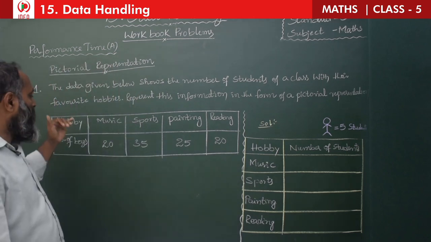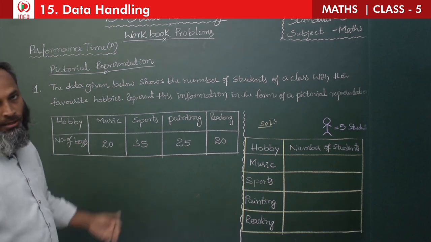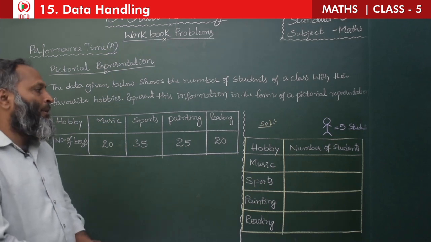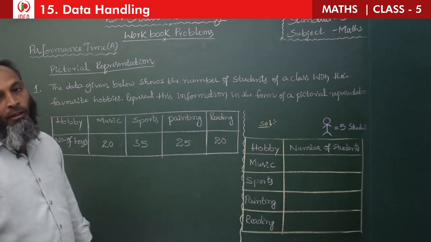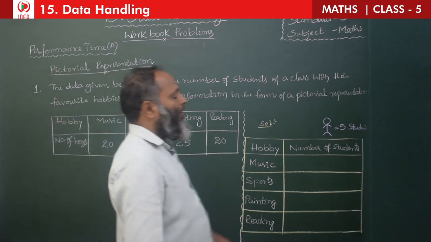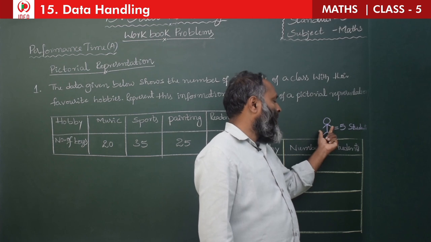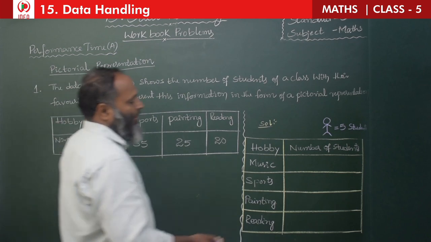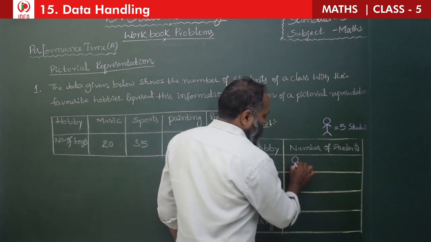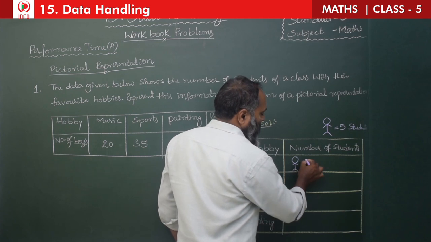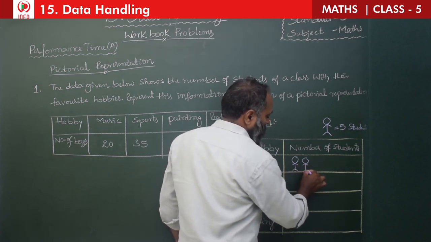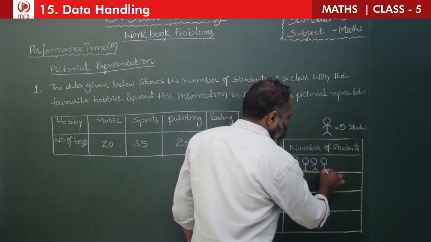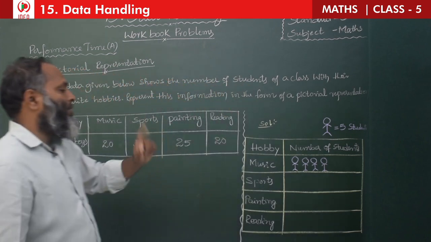For music, 20 students have music as a hobby. In the 5 table, we get 20 as 5 fours. We check the 5 table because 1 student is equal to 5 students. So we should draw 4 students: 5 plus 5 is 10, 10 plus 5 is 15, 15 plus 5 is 20. 20 students, over.